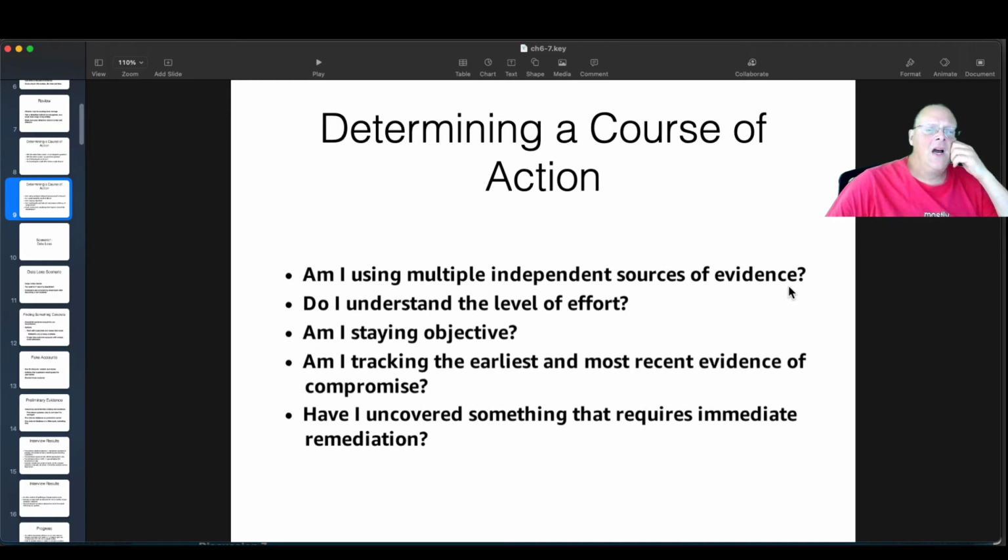So consider whether you're really staying objective, using multiple independent sources of evidence, and then decide if you have found something that is so important you must immediately do something about it. Like somebody is currently destroying systems, somebody is currently stealing confidential data, then even if you haven't figured out what else is going on, you really need to stop that before proceeding. That's an emergency. You can violate most of the rules to deal with the emergency.